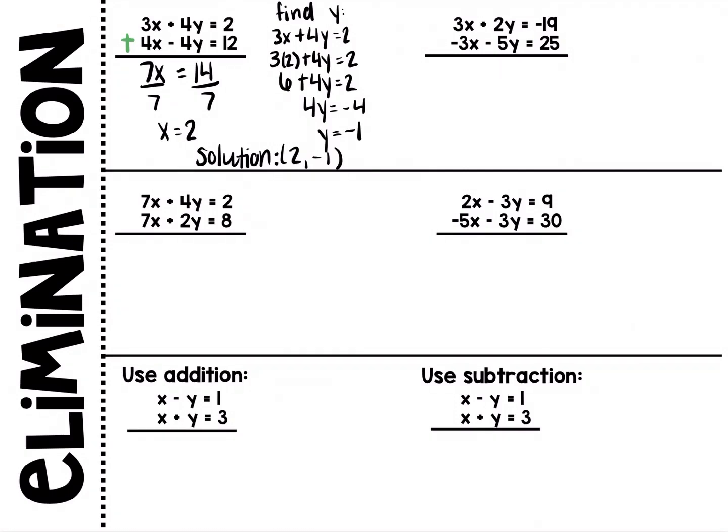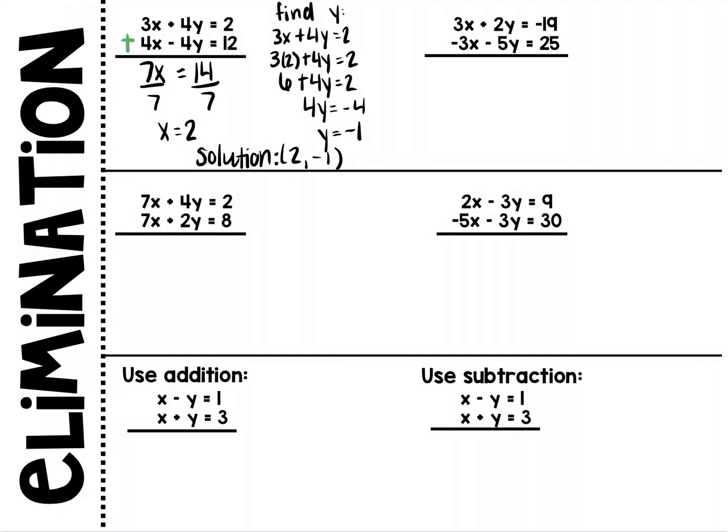Again, when we're looking for variables that have the same number in front of them, the same coefficient, we have to see if they have opposite operations, so one's being added, one's being subtracted, then we add the equations. We're just doing vertical addition, essentially.